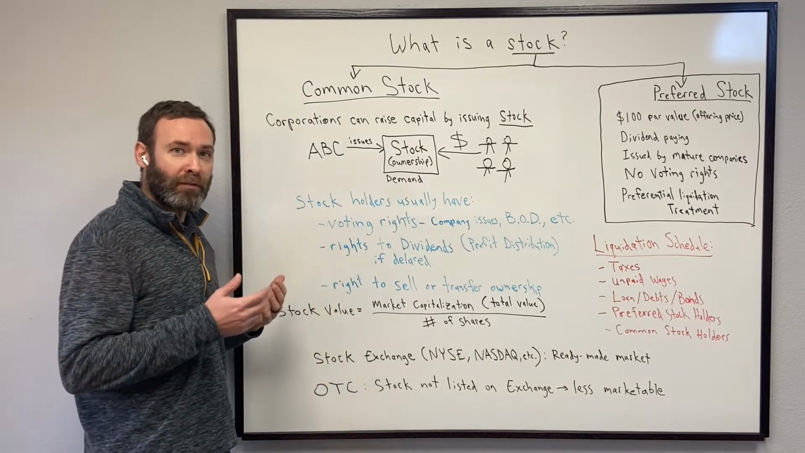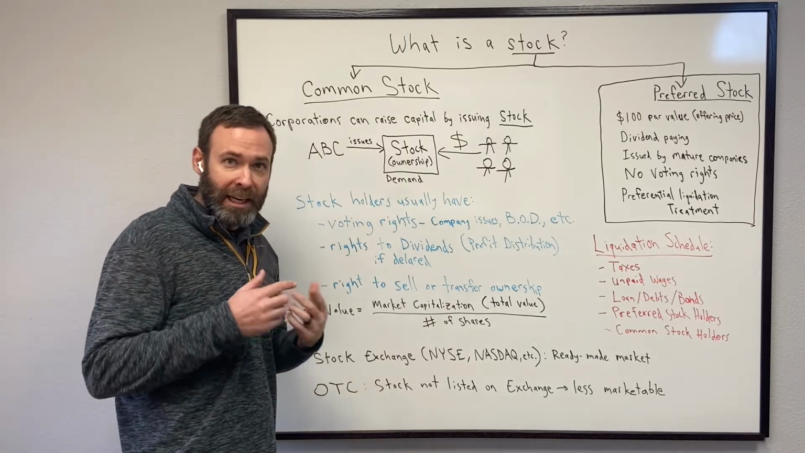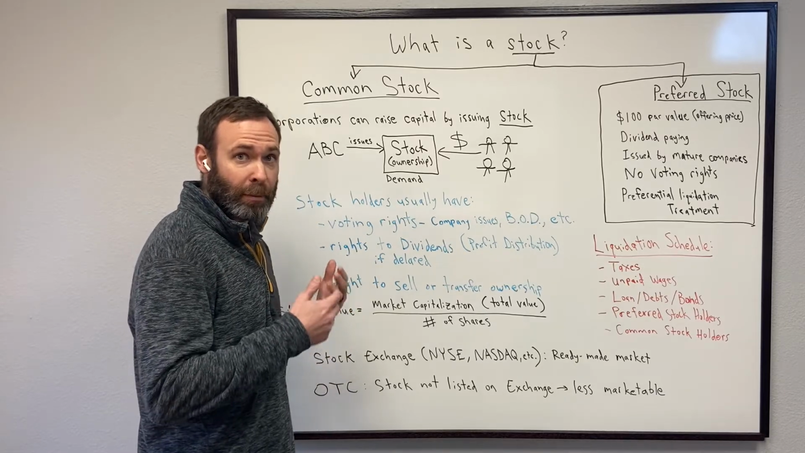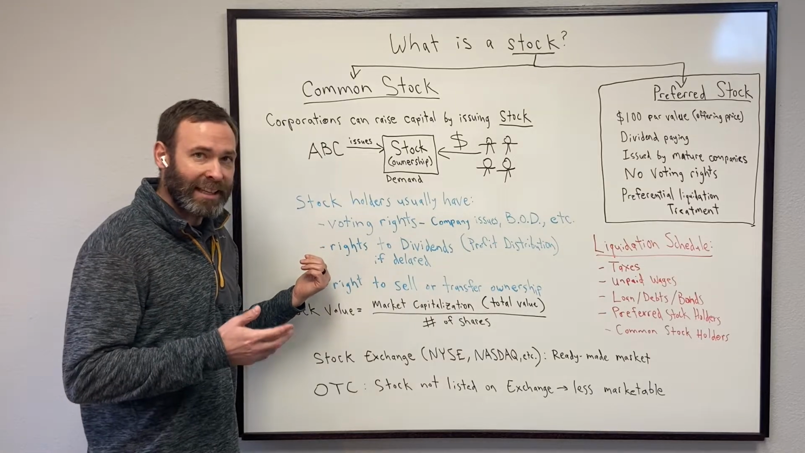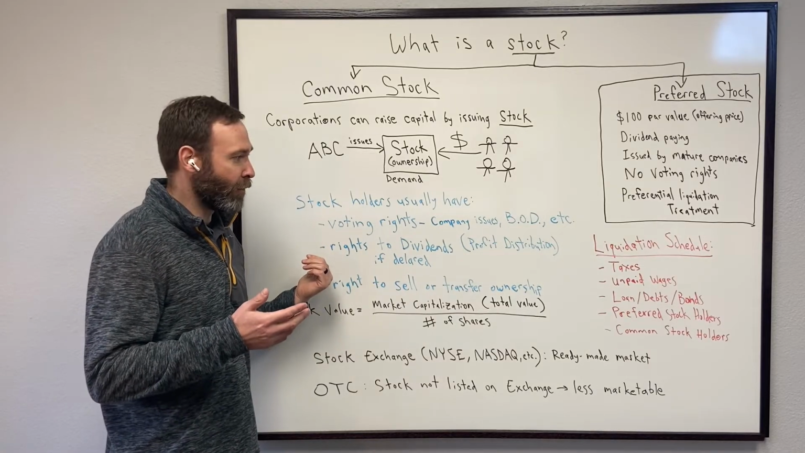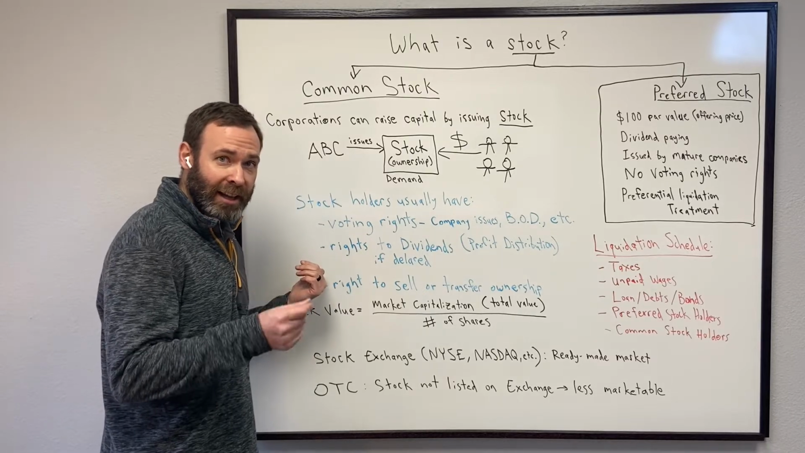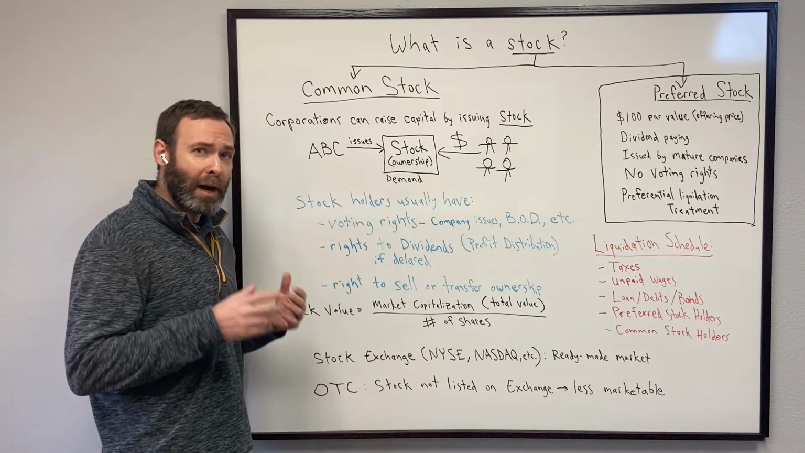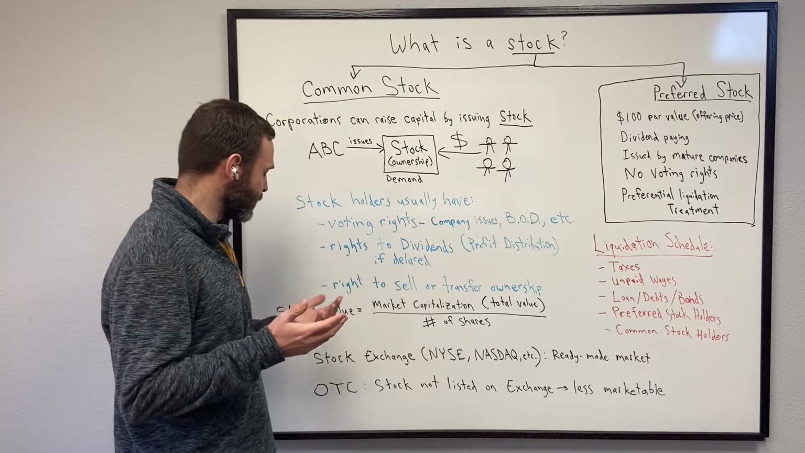Stockholders usually have a few rights. They have voting rights. There are company issues, voting, and board of directors to be voted on. There are rights to dividends, and a dividend is a fancy word for profit distribution, if profits are declared and distributed. They also have the right to sell or transfer ownership to somebody else.